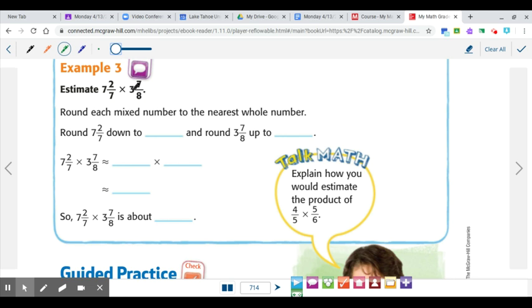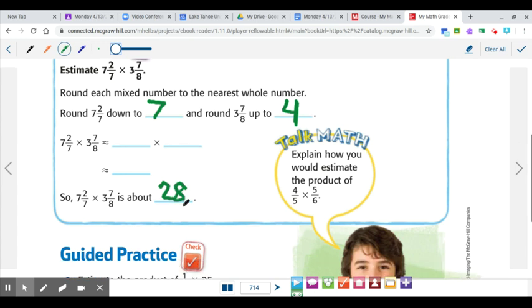So in this case, I'm going to look at this 7 and 2 sevens and be like, 2 out of 7 isn't very much. It's really not even close to half. So I'm going to keep 7 and 2 sevens. I'm going to put that as just 7, a whole number 7. And if I look at 3 and 7 eighths, 7 out of 8 is awfully close to 8 out of 8. So I'm going to round that one up to 4. Okay. Now my problem is 7 times 4, which we know 7 times 4 is about 28.